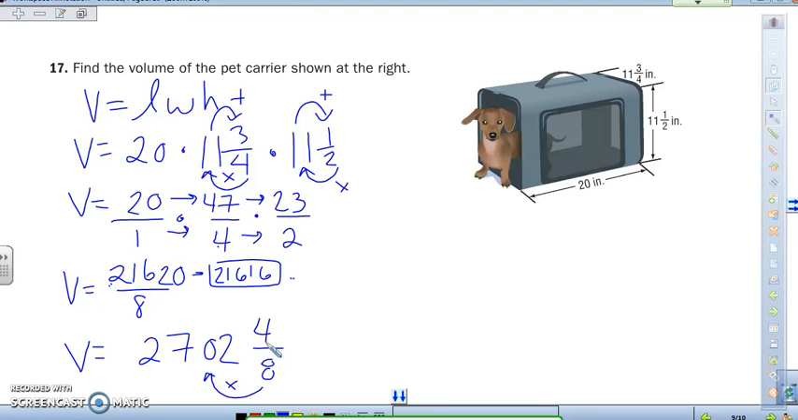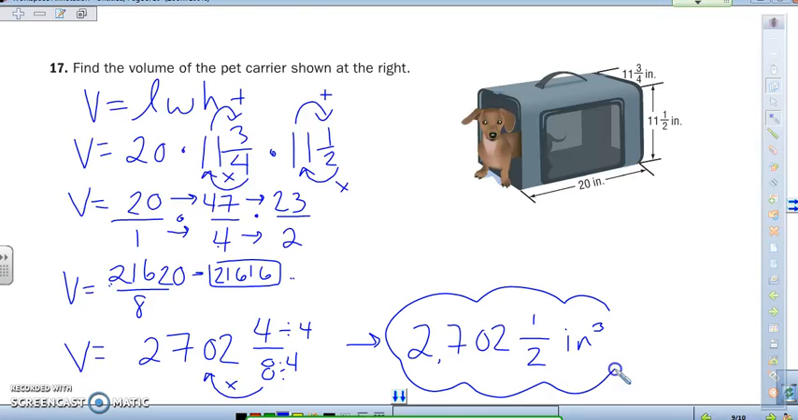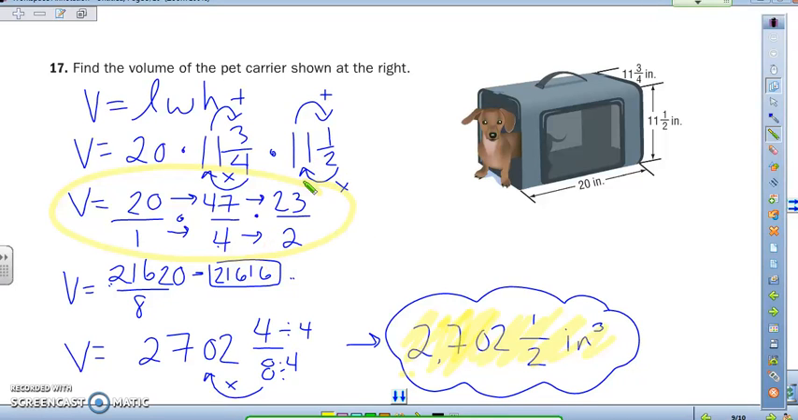Now I also see if I can reduce. Can I reduce a 4 and an 8? Yep, I can actually divide them both by 4. So my front stays the same. 4 divided by 4 is 1. 8 divided by 4 is 2. So it's 2,702 1/2 inches cubed for my final answer. And again, we'll do more of these. I would really love it if you can get as far as this, and then we can kind of work on it a little more in class.